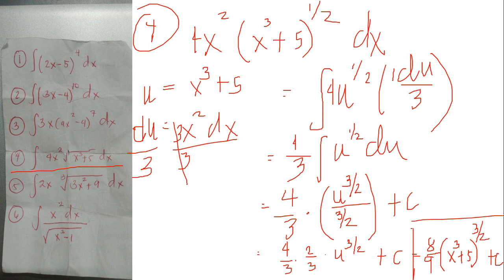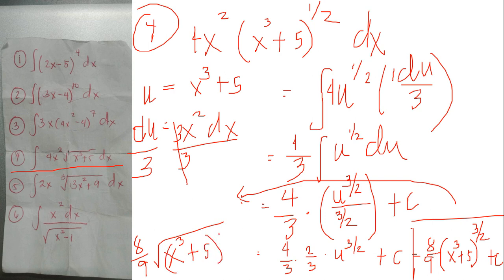Okay na yan, ha? Yung mga nag-translate ng answer nila sa radical, okay lang po. 8 all over 9 x cube plus 5, mayroon siyang cube. I mean, yes, mayroon siyang exponent na 3 plus c. Gets po, number 4. Yes, sir.